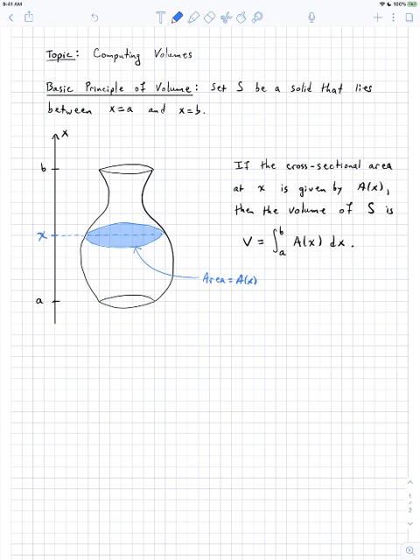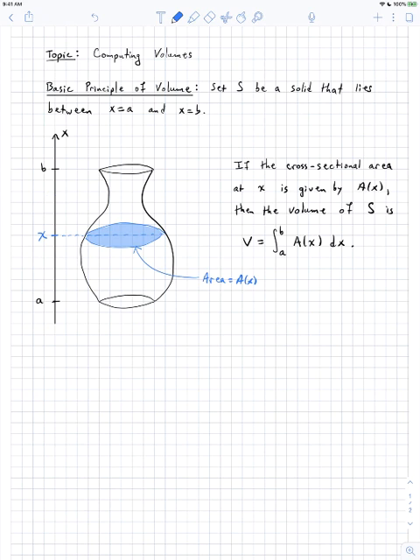So you pick an x value, like this one here, and then you slice across, so you have this region here. This region is a cross-section, and suppose the area of that cross-section is A(x). Notice it depends on x. If I pick an x up here at the neck of the vase, the area is going to be smaller than in the middle, like this one. So it depends very much on which x you pick.